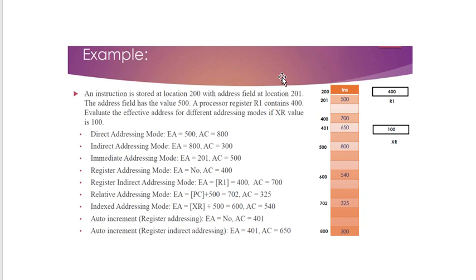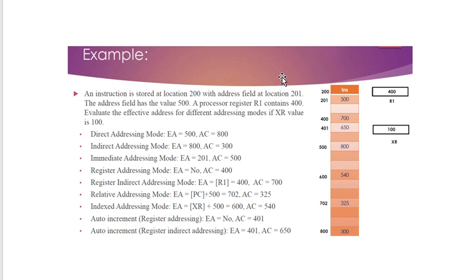Now, it says that the address field contains the value 500. So what it means is that here it is not 5, here it is actually 500. Then the processor register R1 contains 400. It means that there is another register. This one we are referring to memory, but there is a register in the processor which contains a value 400, right? And it says we have to evaluate the effective address for different addressing modes, if XR, the index register, is 100. So that's what we are going to do.